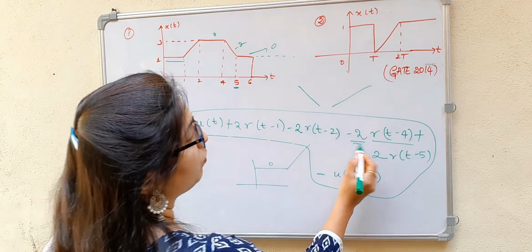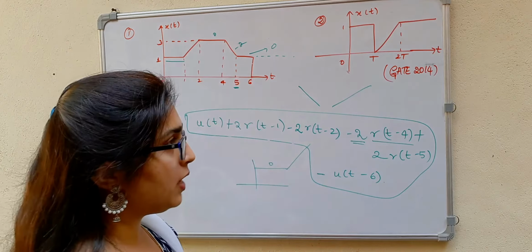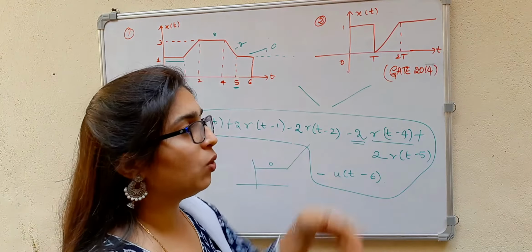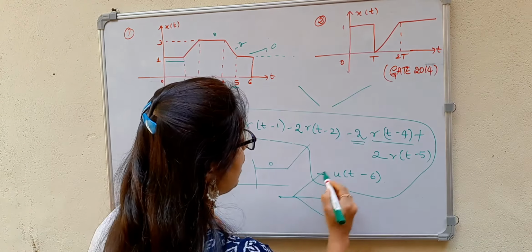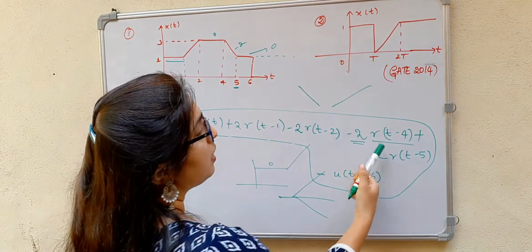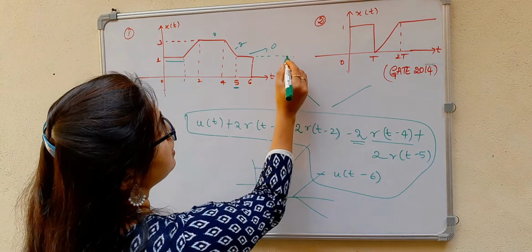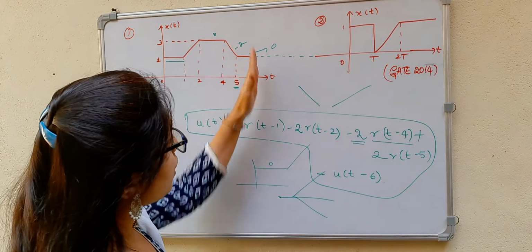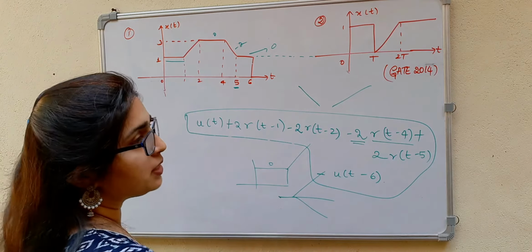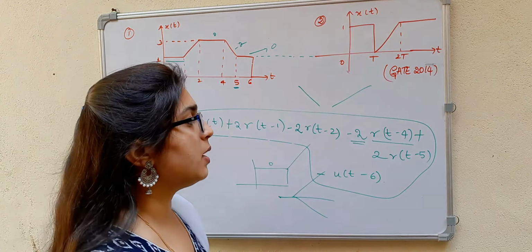So minus 2. Where is it starting? T minus 4. Now the slope is minus 2, but now you are getting 0. That means you should have a ramp which has positive slope. So that is plus 2 r of t minus 5. Then what happens? It is continuing, but since you are getting a vertical line, that means there is a change in the step. So you are considering unit step function u of t minus 6.